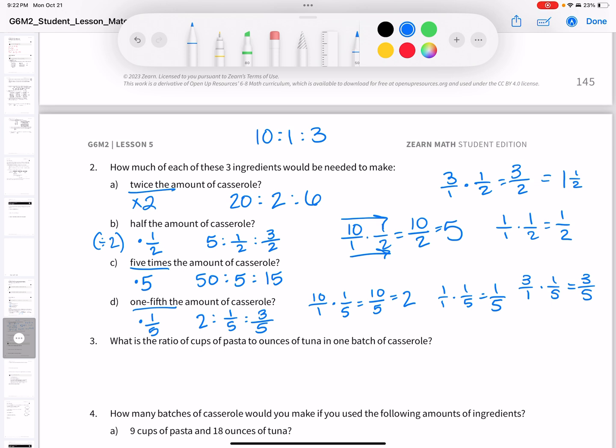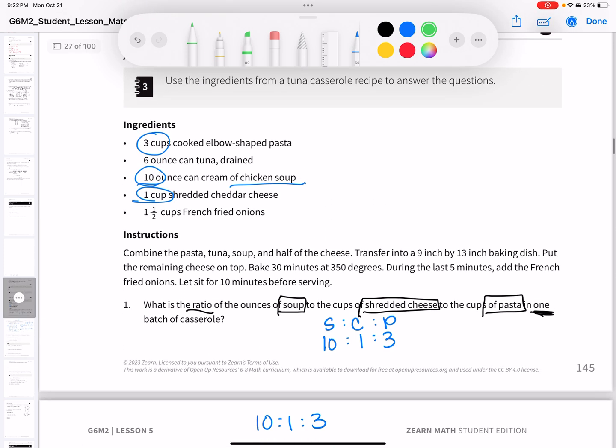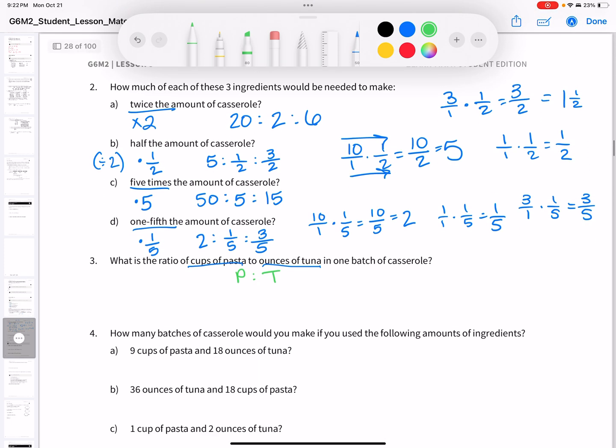What is the ratio of cups of pasta to ounces of tuna in 1 batch of casserole? So we want pasta to tuna. Well, let's go back up here. Pasta is 3 cups and tuna is 6 ounces. So that would be a ratio of 3 to 6.